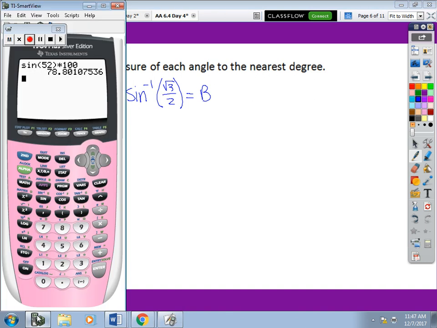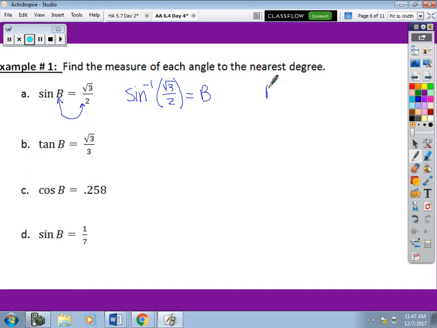So we would type in second, well, let me make sure I'm in degrees. Second sine, to get sine -1. Now be careful when you type this in. The square root of 3, the calculator puts a parenthesis. You have to close it before you divide by 2. We'll get B is 60 degrees.